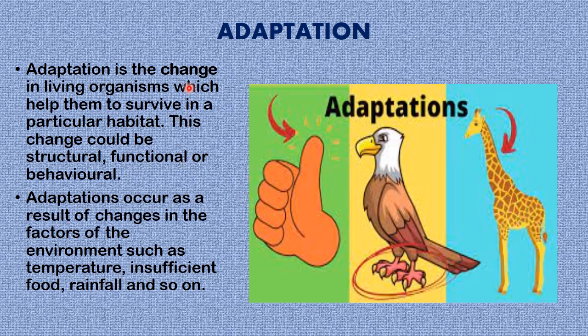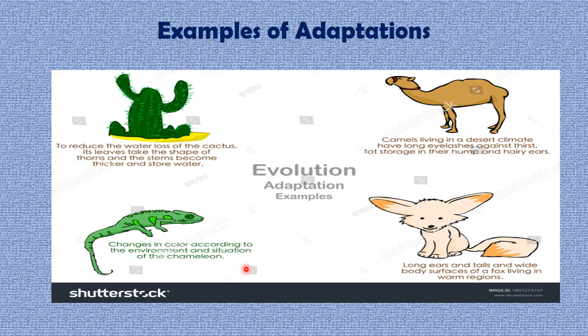Now moving along, we'll be looking at adaptation. Adaptation is the change in living organisms which helps them to survive in a particular habitat. This change could be structural, functional, or behavioral. Adaptations occur as a result of changes in the factors of the environment, like temperature, food, rainfall, heat, light, and so on.